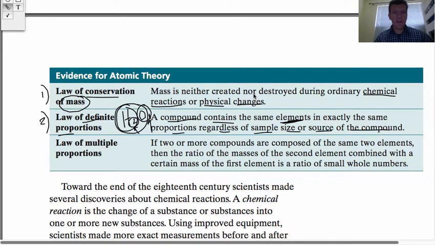All right, and then law number 3 says the law of multiple proportions. So this one is saying if you have two or more compounds, this is not a single compound, this is two or more compounds. So for example, you have H2O and you have H2O2, different compounds, and they're composed of the same two elements. So you'll notice we have water and hydrogen peroxide. They're different compounds, but they're both made up of hydrogen and oxygen.